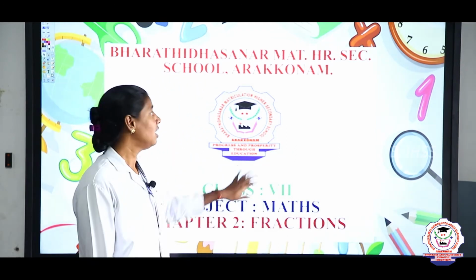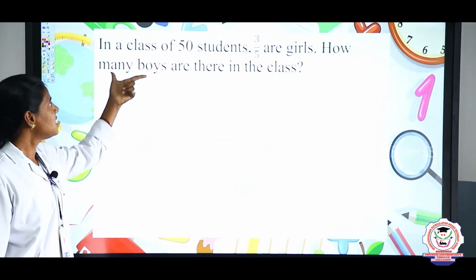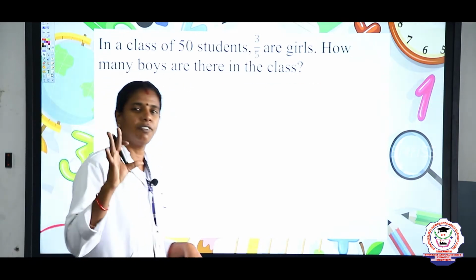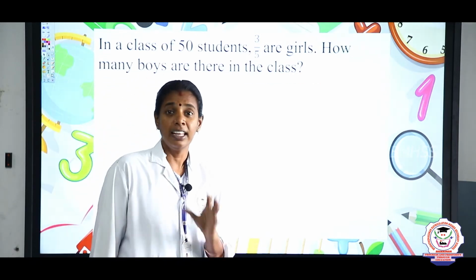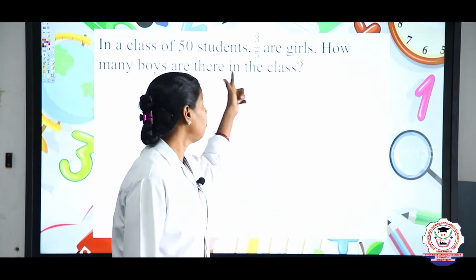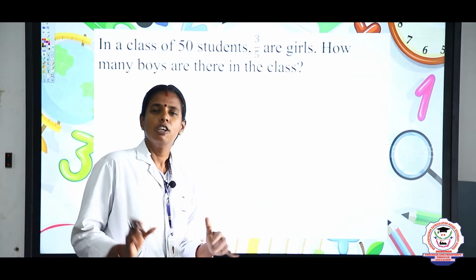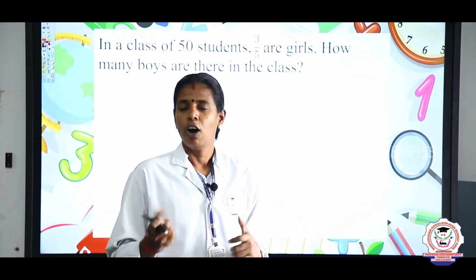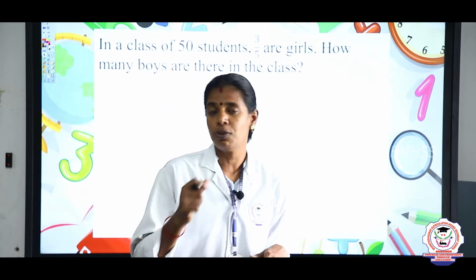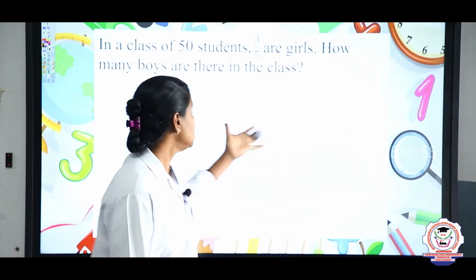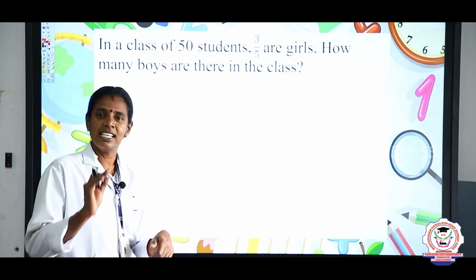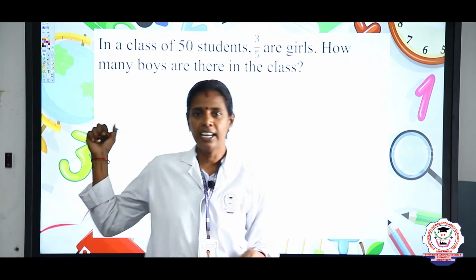See, the problem is, in our classroom, we will consider 50 students are there, okay? Of those 50 students, 3 by 5 of them are girls, okay? So, how many of them are girls? Out of 50, how many girls we need to know? And the question is, how many boys are there in this class, okay? So, is the question clear?